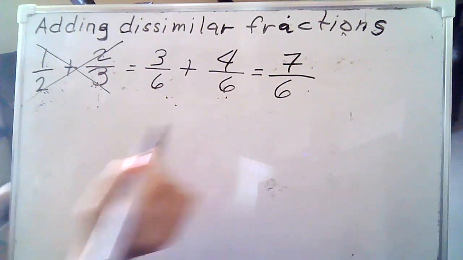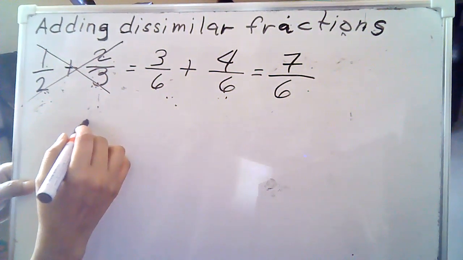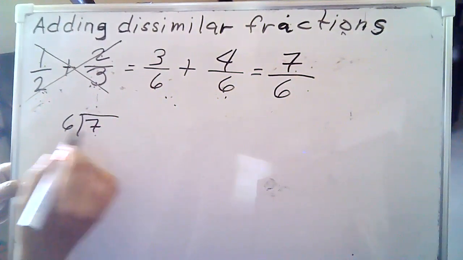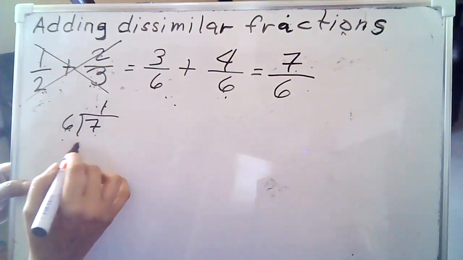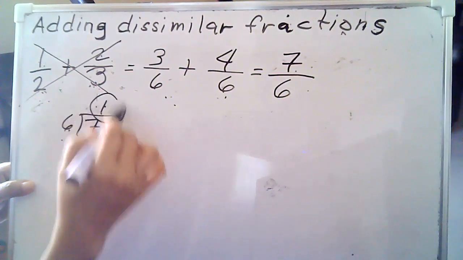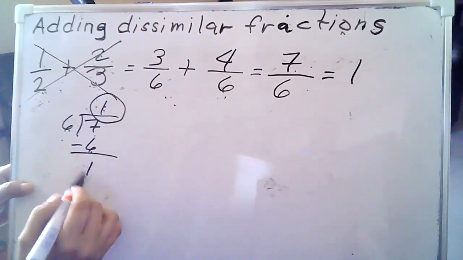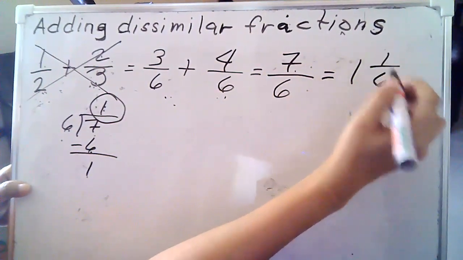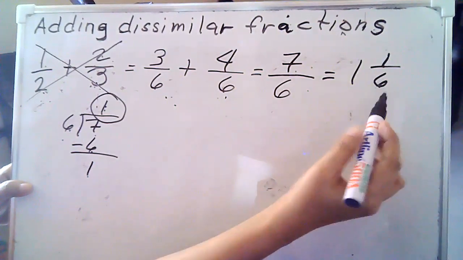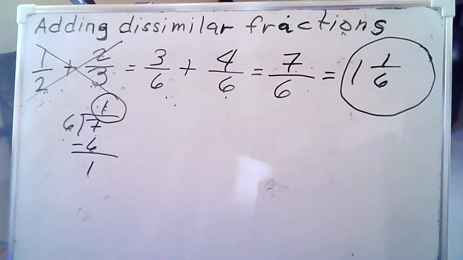All right? And how are we going to do that? So we just need to simply divide the numerator, which is 7, by 6. 7 divided by 6 is 1. 1 times 6 is 6. Then subtract 7 minus 6 is 1. So therefore the quotient is 1. And the remainder is 1, 6. Lagay mo lang yung divisor sa denominator. So that's the final answer, 1 and 1/6.